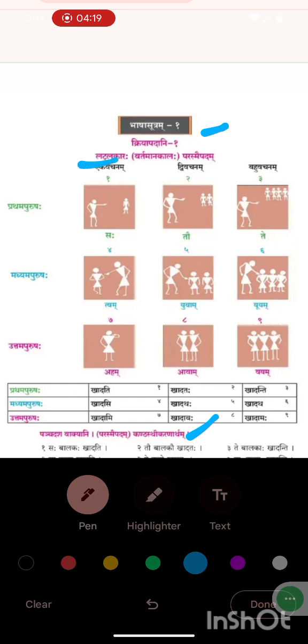This is लटलकार, which is वर्तमान काल, that is present tense, the tense which is currently going on. The actions which are currently going on are called present tense, okay. That is लटलकार. And परस्मै padam, you just say pp. What is this? You just need to keep in mind that परस्मै padam is pp, okay.